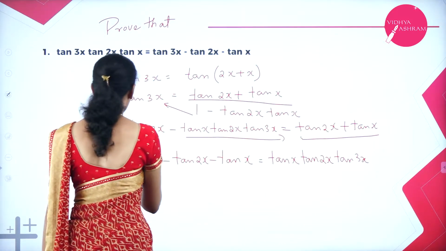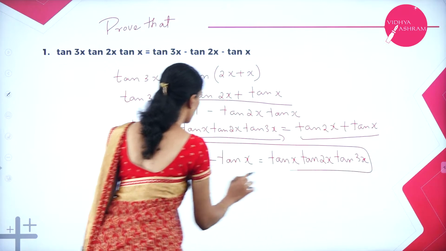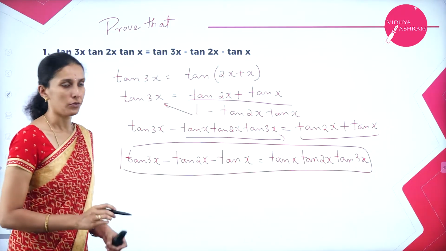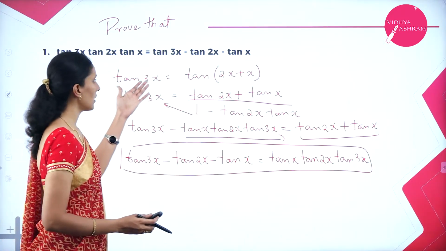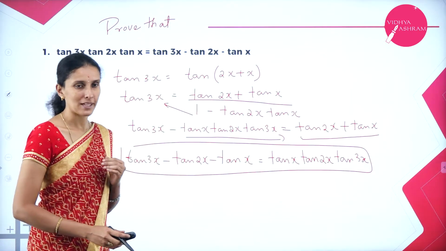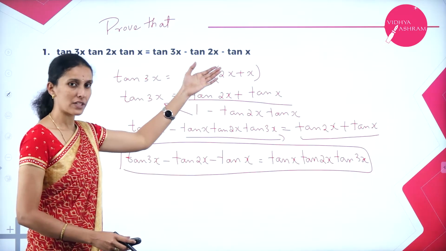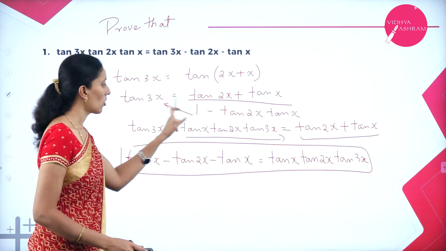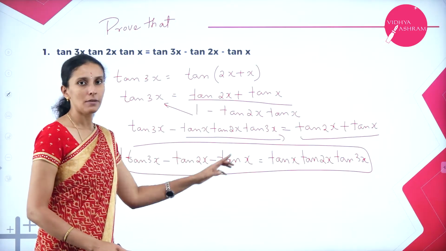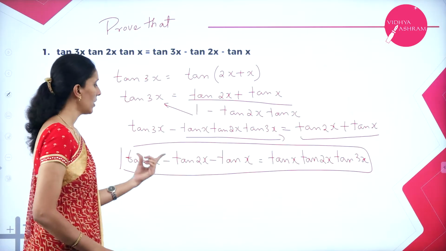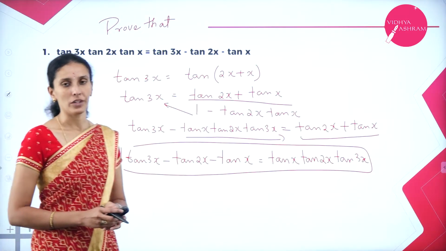Very simple proof. So this is what you needed to prove. You can see here I have taken tan 3x as a sum of 2x plus x. Just apply the formula of tan of x plus y. Then cross multiply, shift the terms to your left hand side and right hand side. You will get the given equation.